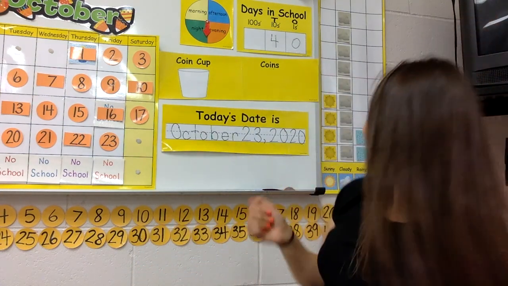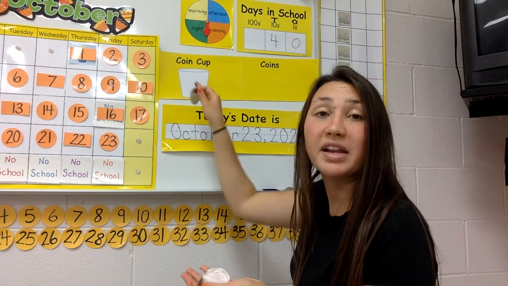It's all pennies in here. Remember, pennies are the brown coin. They have Abraham Lincoln on there. And how much is one penny worth? How much money is in there? Yeah, 1 cent, right? So let's count out the pennies up here again with me.